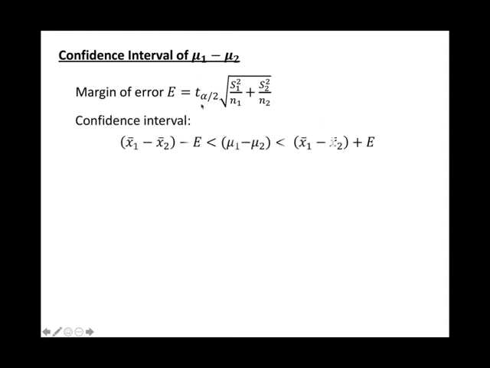Second part, confidence interval. We want to find the difference of the population means. So this is going to be your margin of error. You are using the t-distribution. And then construct the confidence interval, finding the difference of the population means.